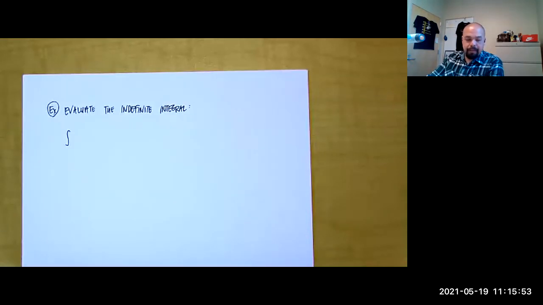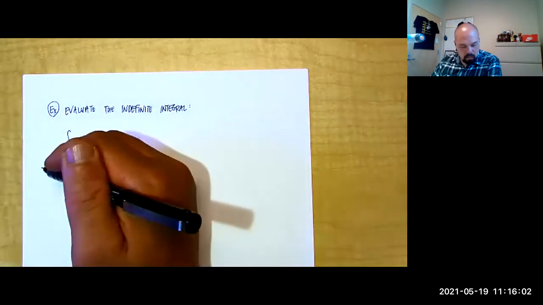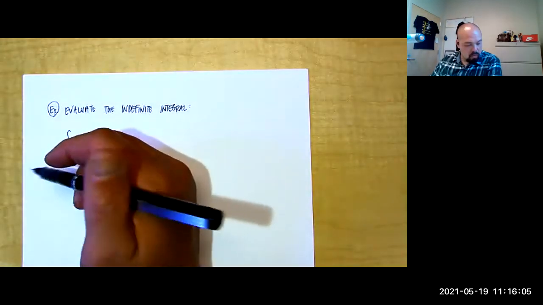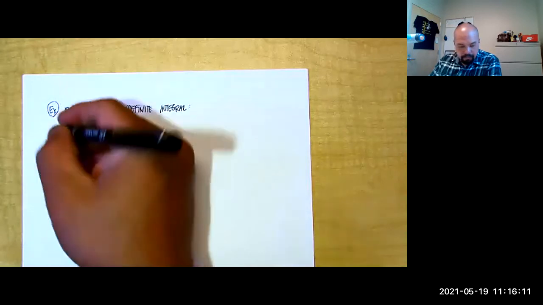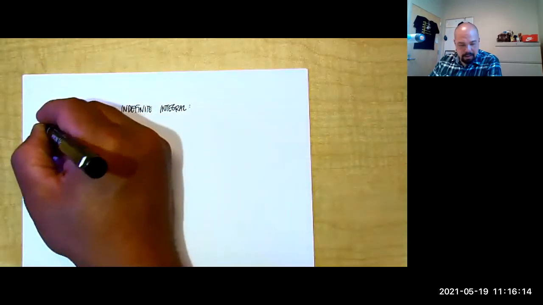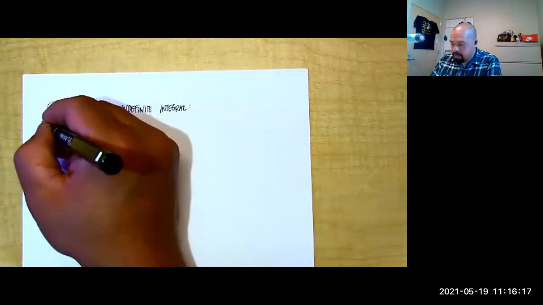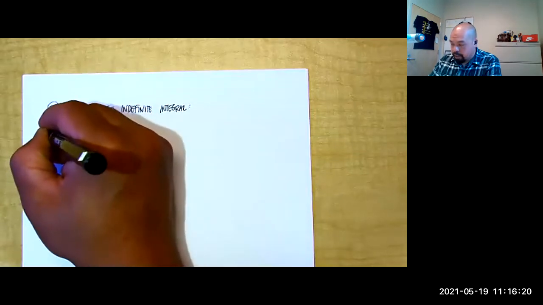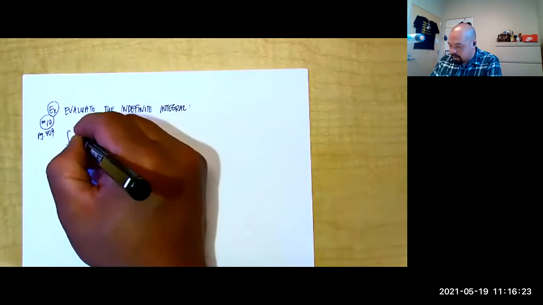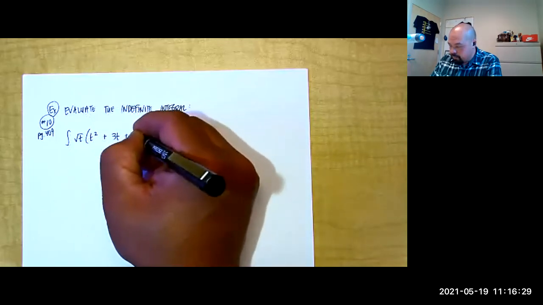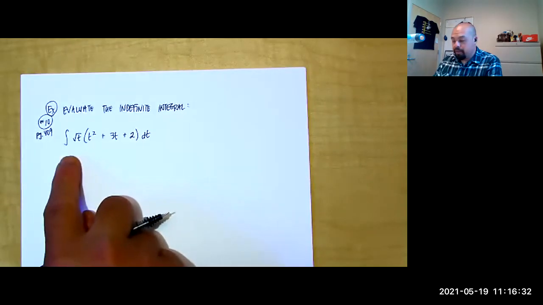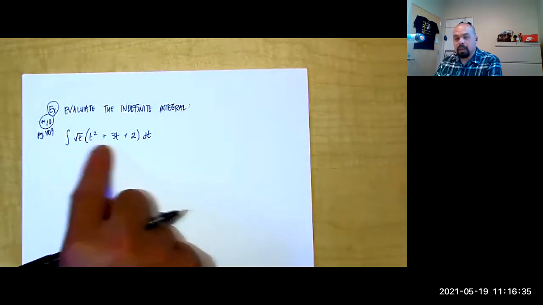Let's say we have, I'm going to borrow one from the book. Let's check out number 10, page 409. There we go. And this one we have the square root of t times t squared plus 3t plus 2 dt. No limit of integration. We have this expression.